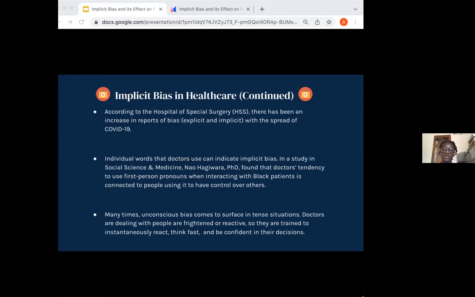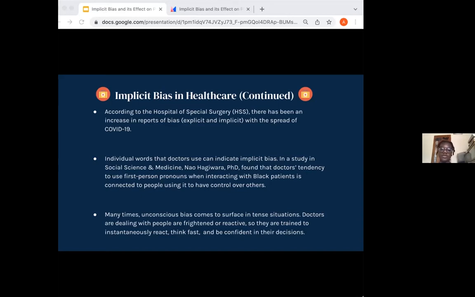And individual words that doctors use can indicate implicit bias. According to Nao Hagiwara, PhD at Virginia Commonwealth University, doctors' tendency to use first-person plural pronouns when interacting with Black patients is connected to people using it to maintain control over others of lesser power. She also found that doctors who scored higher in implicit bias spoke more of these words than coworkers that scored lower in implicit bias. This includes using language such as, "We're going to take our medicine, right?"